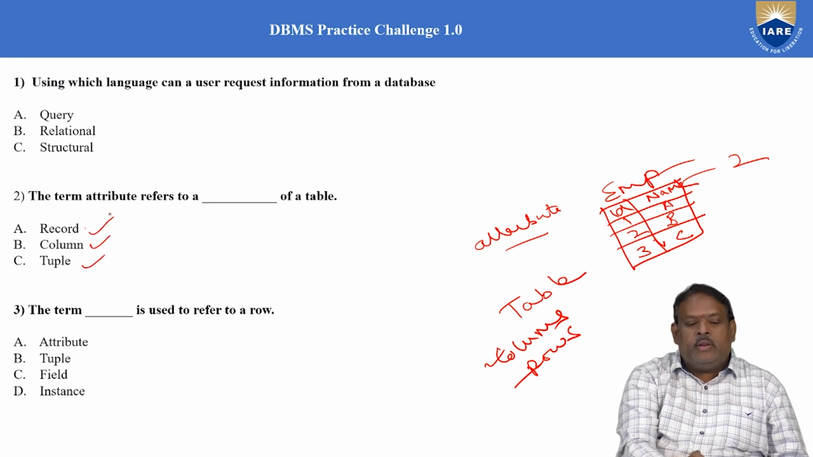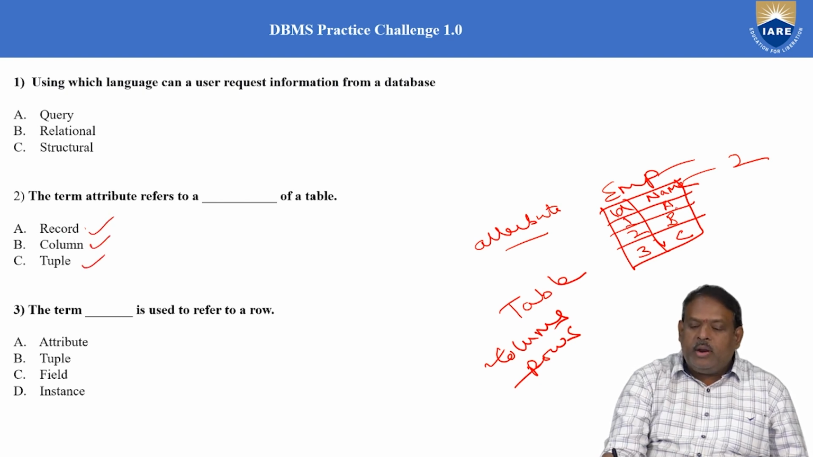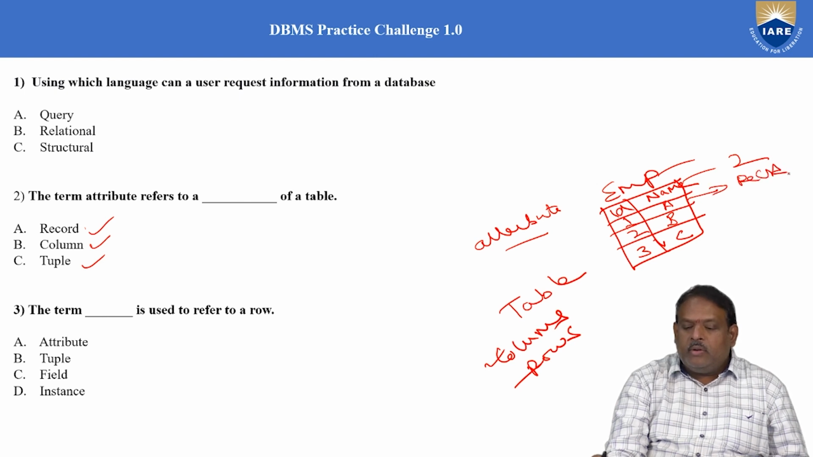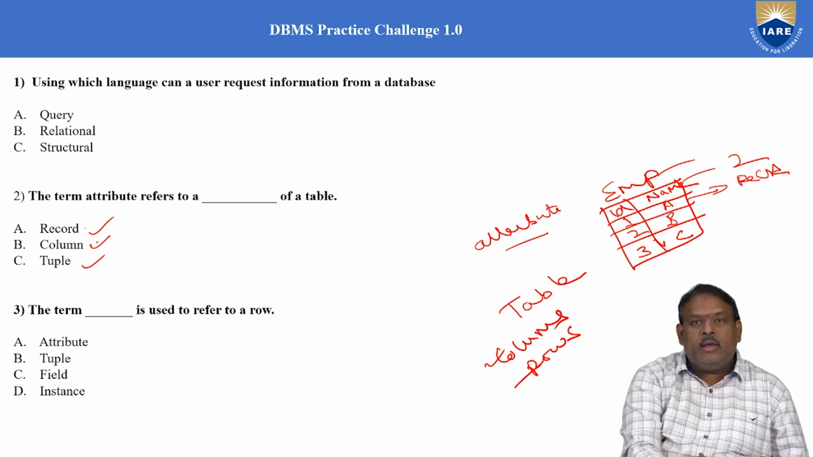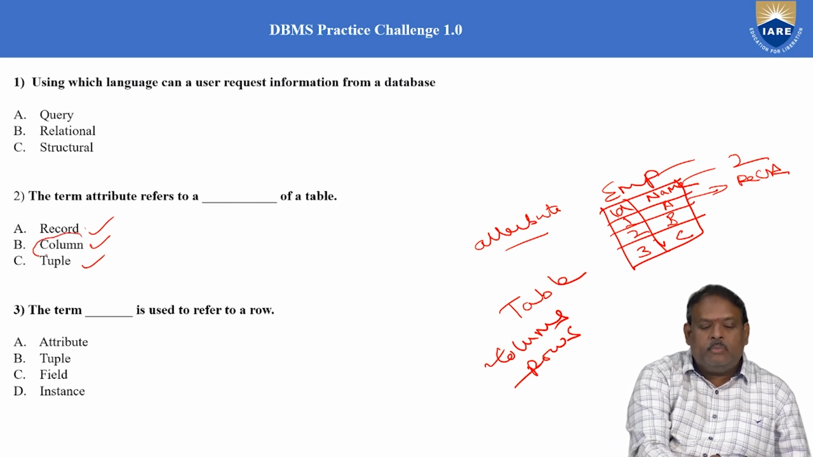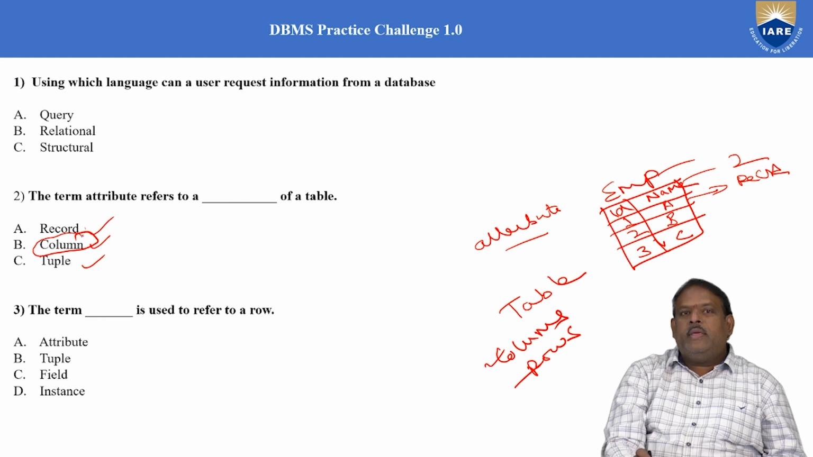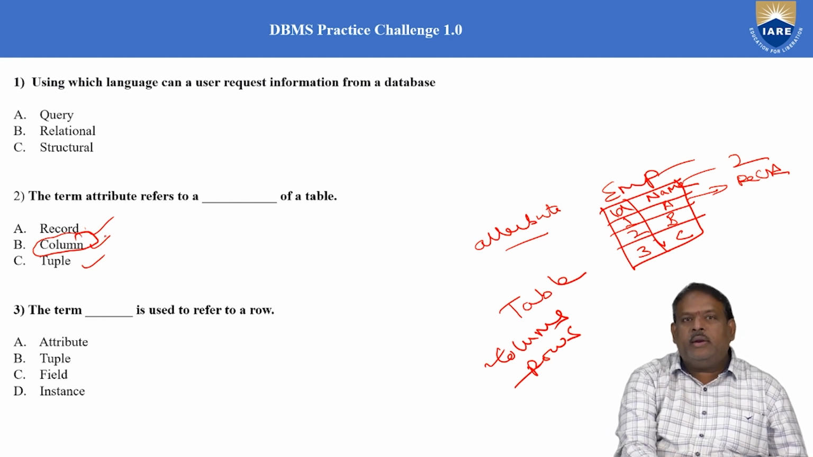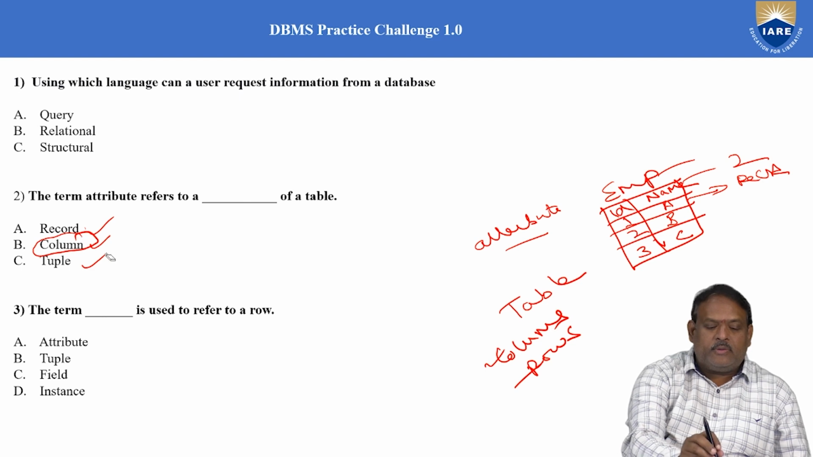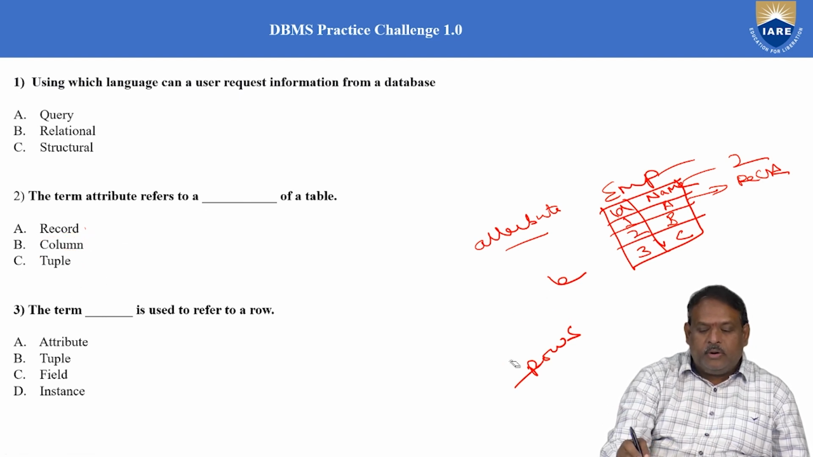What is a record? This EMP 1 and A is a record. Columns are ID and name. So in the options here, the right answer would be column. Column means the attributes. Attributes are defined as columns in a table. So option B is the right answer. Okay. Now we'll go to the next question.